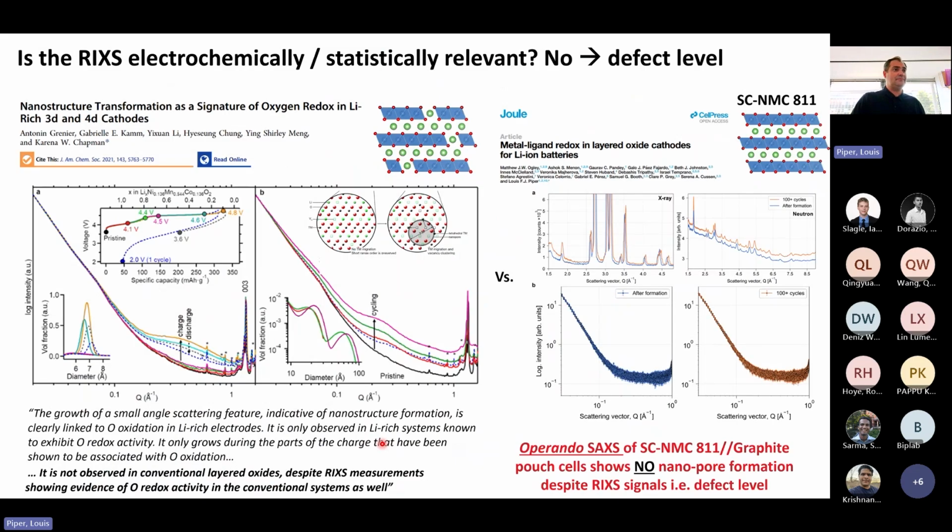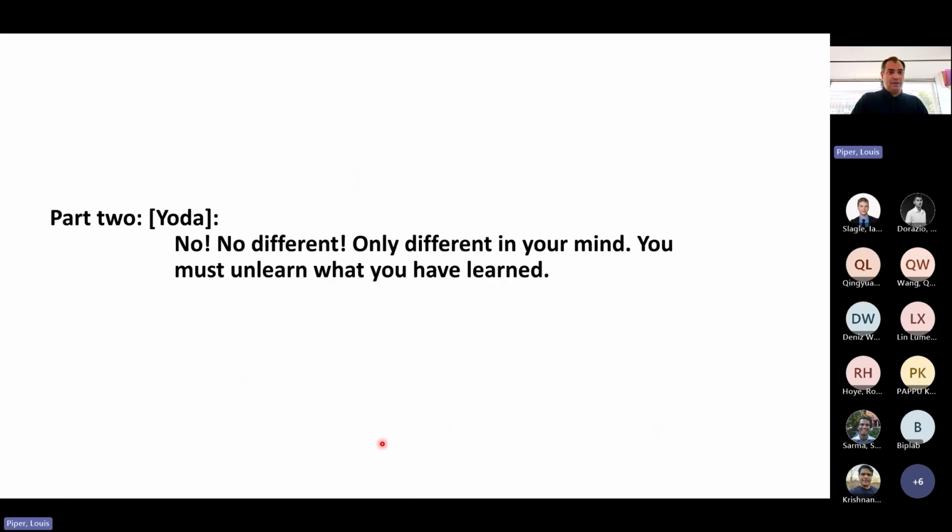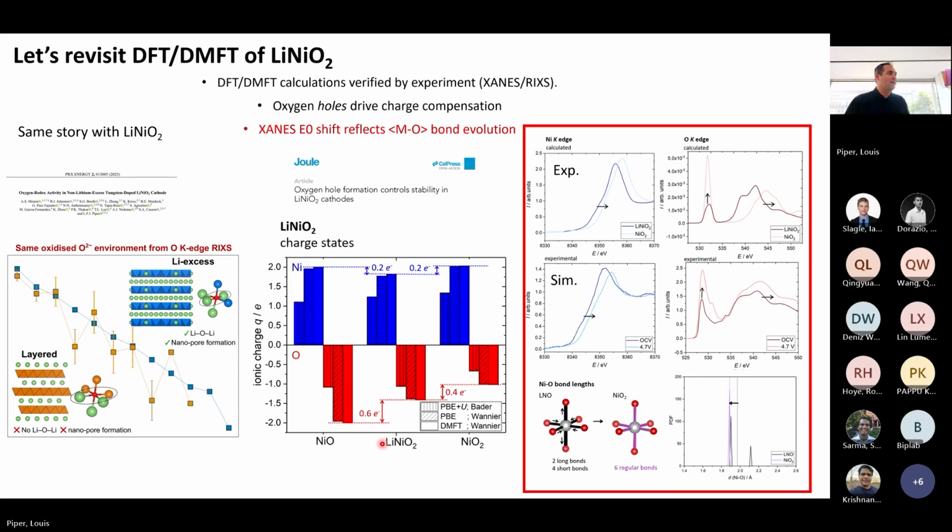So, part 2, we've got to the bit where we said it should be metal redox, oxygen redox, and essentially we're now questioning the oxygen redox. So part 2 is essentially Yoda saying, no, different, only different in your mind. You must unlearn what you have learned, and I'm very careful not to do the voice with the recording.